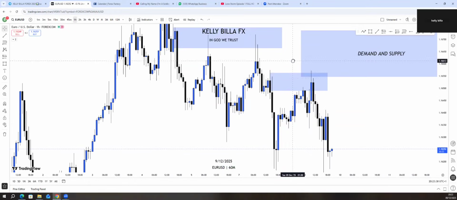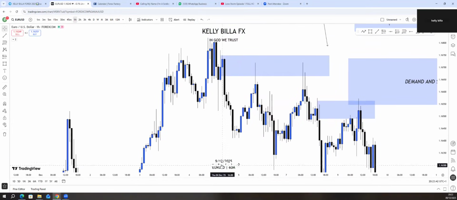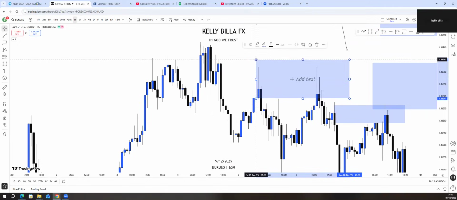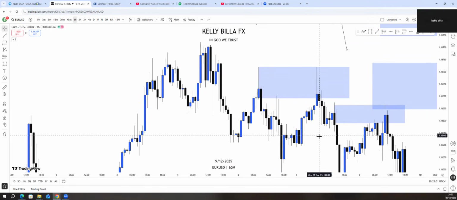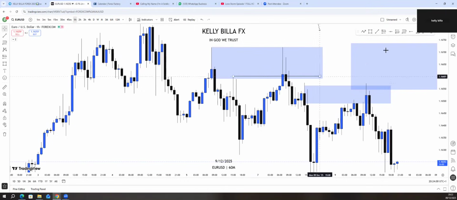For example, this is what we had on Euro USD today, or let's say yesterday, Monday. Okay, so yesterday Monday price hit the supply. I want us to use this one. So price hit the supply around this area on Euro USD. It took our liquidity from this level. Now, how would you know that this supply zone is valid for you to take a trade?